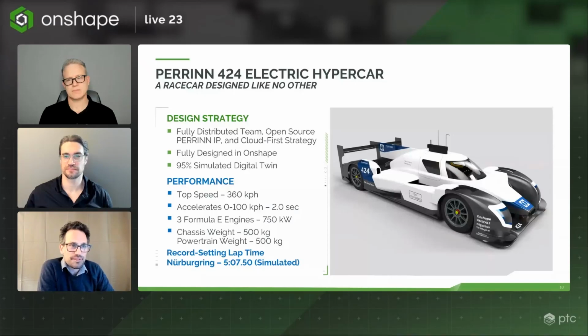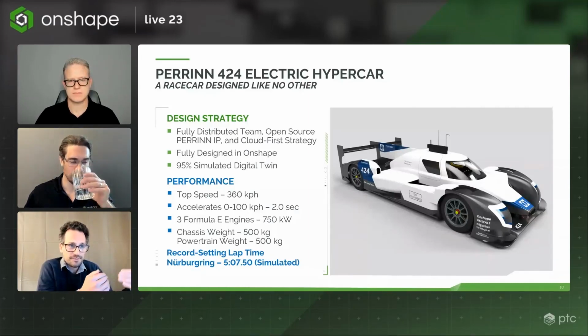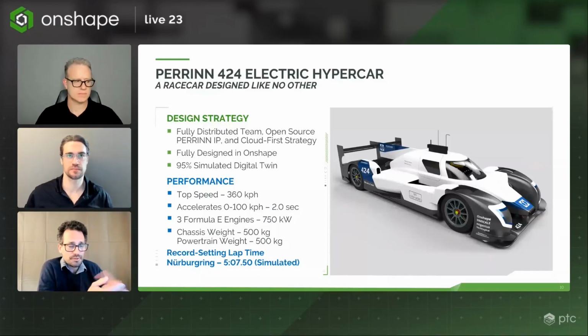We have a 95% simulated digital twin strategy. What that means is the whole project really is going to happen 95% in the virtual world, and only at the very end, we are going to build the final and best version of our model to go and set the record at the Nürburgring.